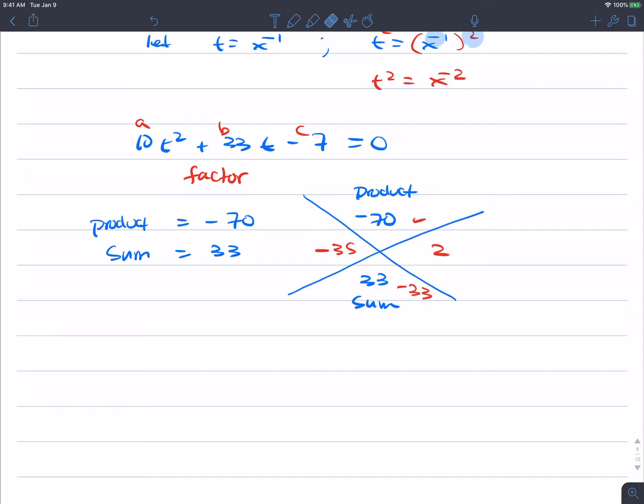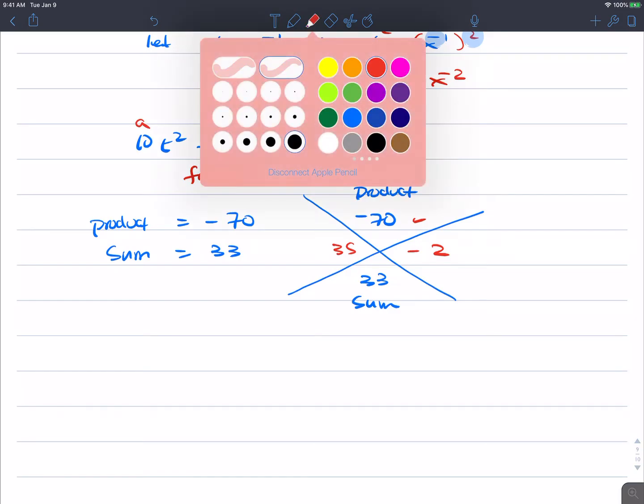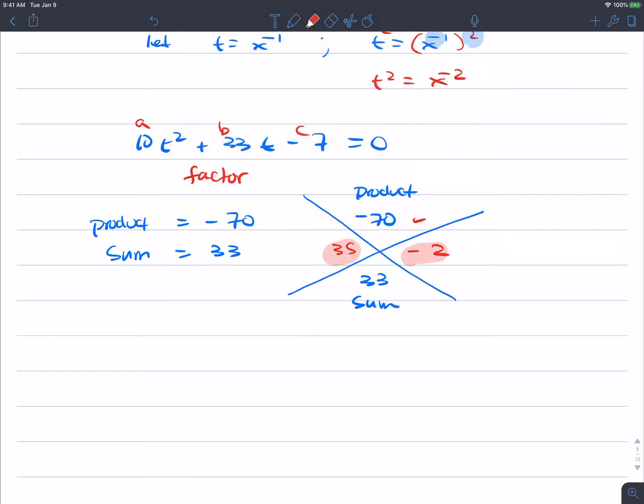So we need to change our signs here. If we change our signs, this will work. So the numbers that will work here are positive 35 and negative 2, because again, when I multiply them together, the product is negative 70, but when I add them, the sum is 33.